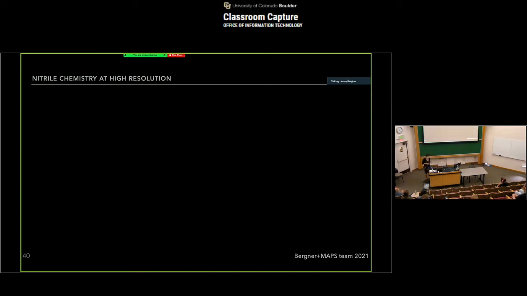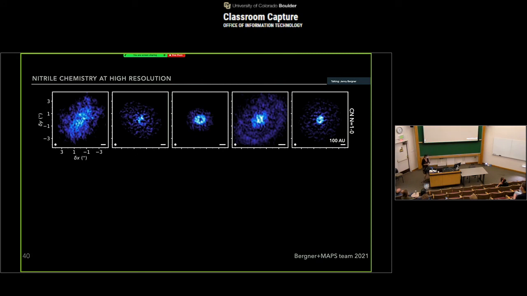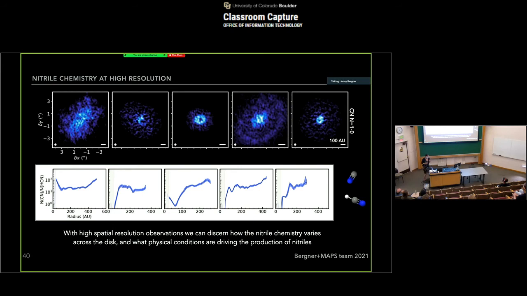I'm not going to talk too much about this, but just to give a snapshot, within the MAPS collaboration, I was working on observations of the CN molecule, which is the simplest nitrile. This is what CN looks like towards the 5 disks in the MAPS sample. You can see a lot of heterogeneity in the emission patterns here. And what's really cool about working with these high-resolution chemistry observations is we can start to see real trends in how the nitrile chemistry is varying across the disk.